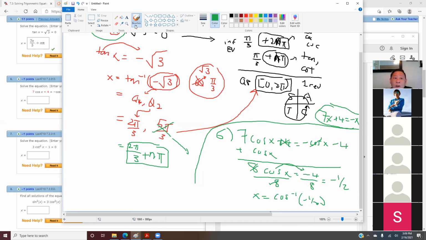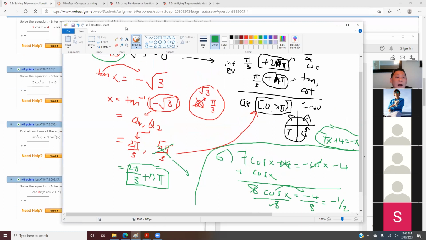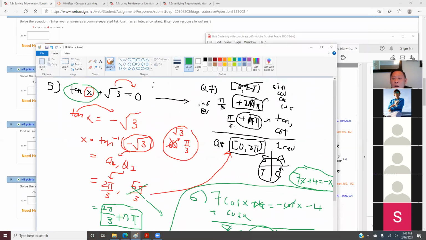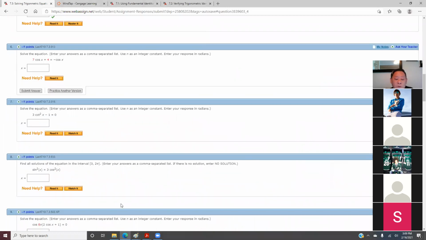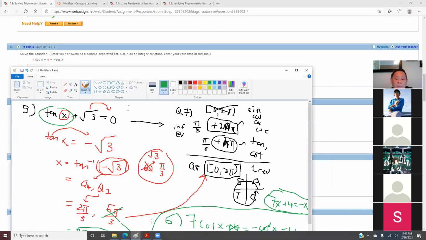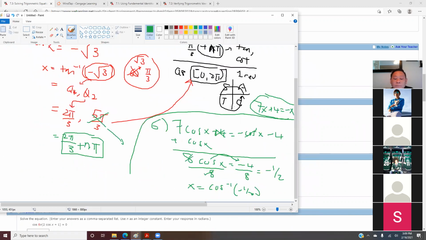So now let's read question 6. Does question 6 want us to write your answer as 0 to 2 pi, 1 revolution, or does it want infinite revolutions? This is question 7. 6. Infinite, because they don't ask for 0 to 2 pi. So if it's infinite, you have to use the 2n pi in this case, because we're using cosine.